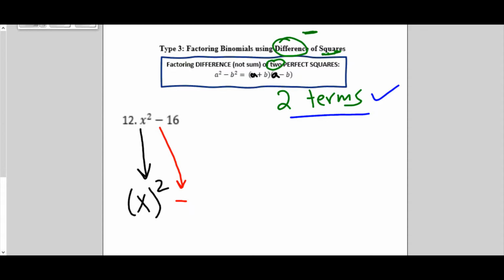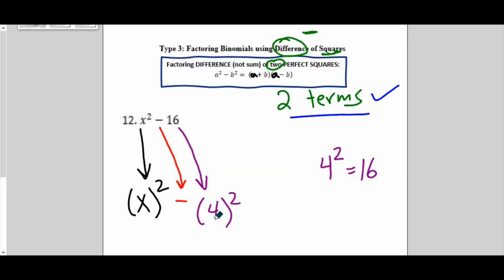And then I'm going to ask myself, just like I did for x squared, for 16: what, when you square it, gets me 16? And hopefully you recognize 16 is a perfect square. That would be 4 squared gets me 16, because 4 times 4 is 16. So I'm going to put a 4 inside that parenthesis.